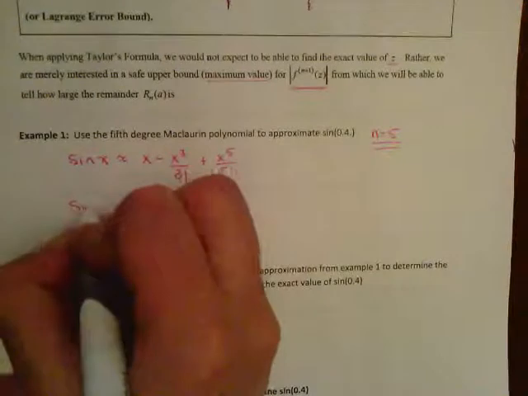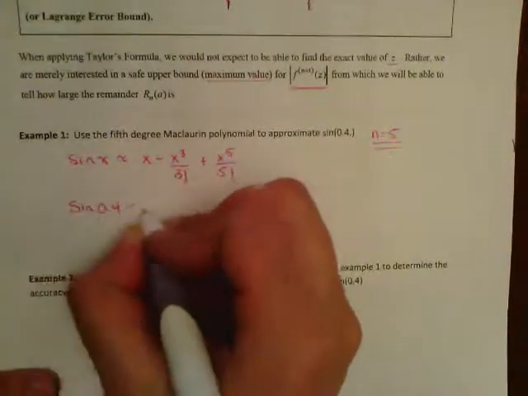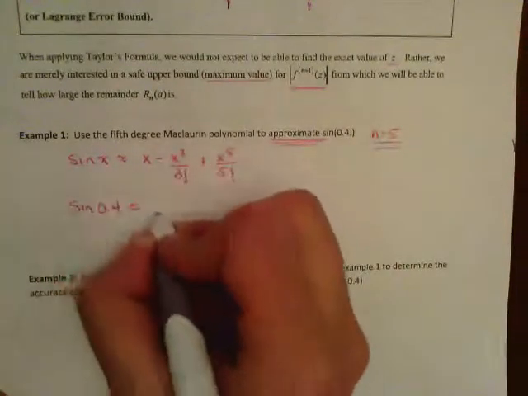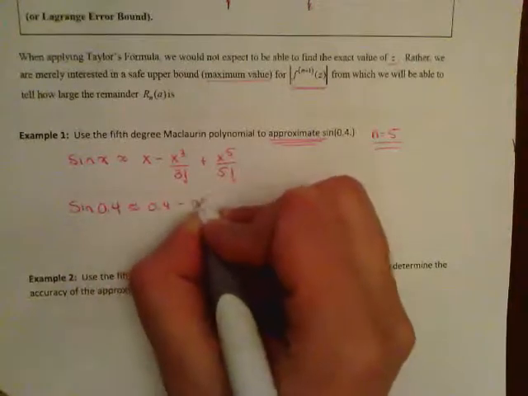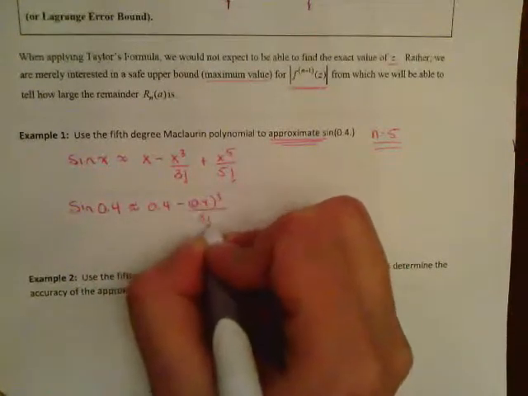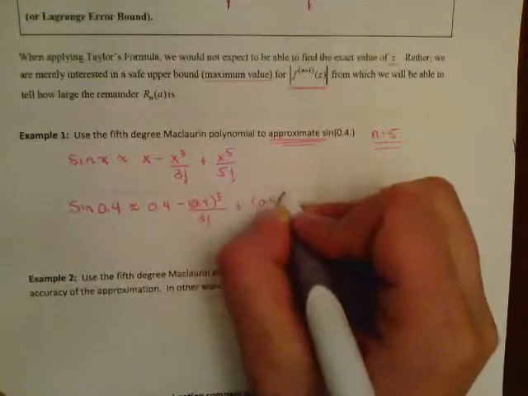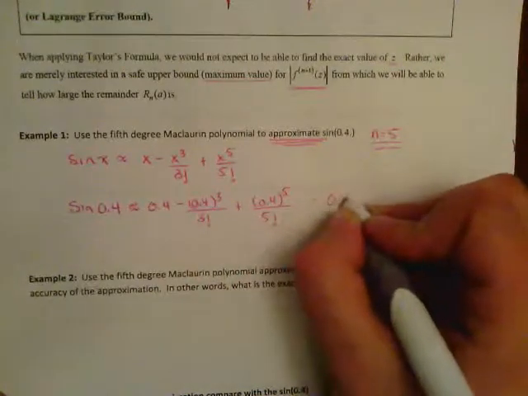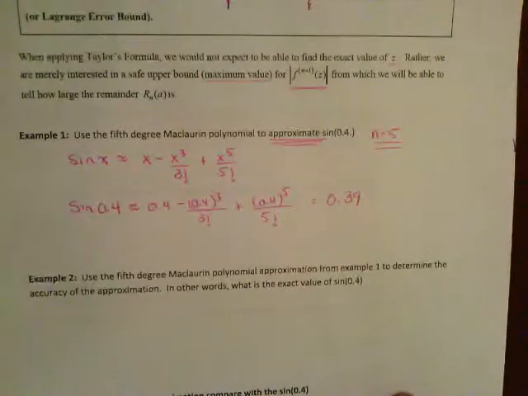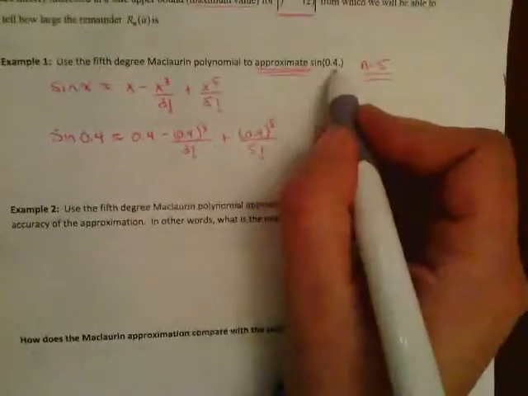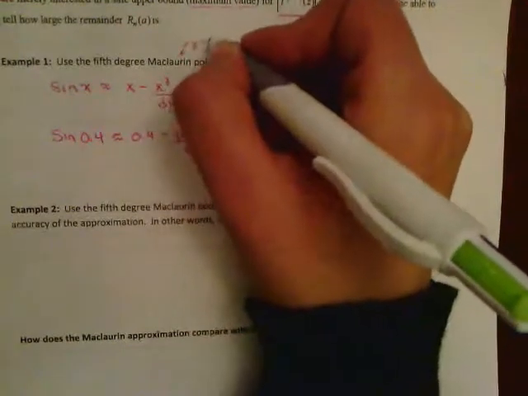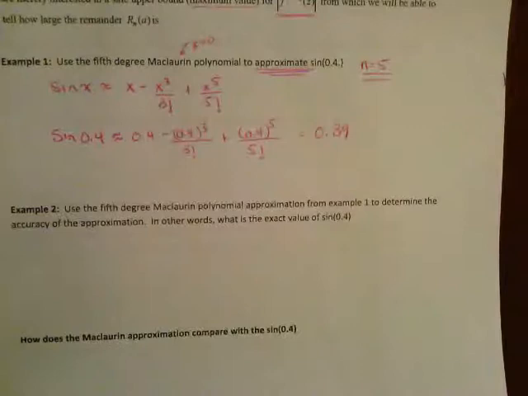So now we can just plug this in. Sine of 0.4 is approximately, and since we are approximating we put the approximation sign, 0.4 minus 0.4 cubed over 3 factorial plus 0.4 to the 5th over 5 factorial. Plug that into the calculator and you get about 0.39. So we approximated sine of 0.4 using the fifth degree Maclaurin polynomial. Remember, Maclaurin means that it was centered at 0.